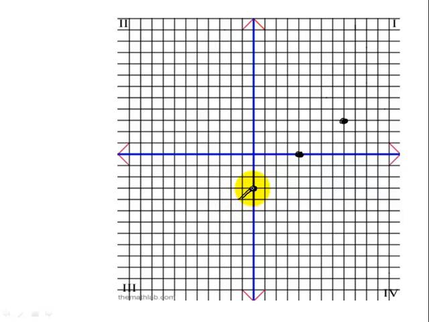It appears that the points fall in a straight line. So we connect the points, put our arrow on the ends, and we have our sketched graph.